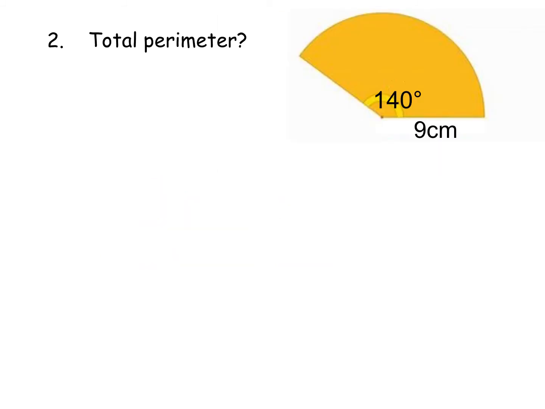Okay, here's another one. It's a bigger sector. This time it's asking for total perimeter. Now watch out for that, because a lot of people will go in and just find the arc length and not get the perimeter. Perimeter of a shape is from start to finish. So if you started here and you were to walk all the way around the shape, you would do the arc, you would come back another 9, and you would come back another 9.